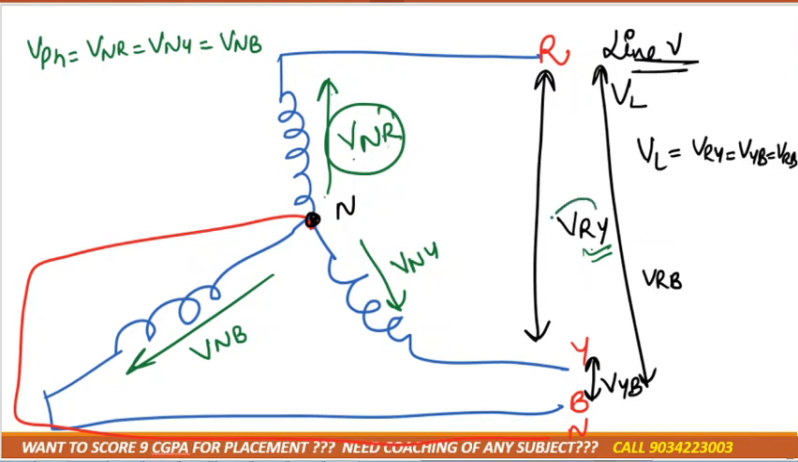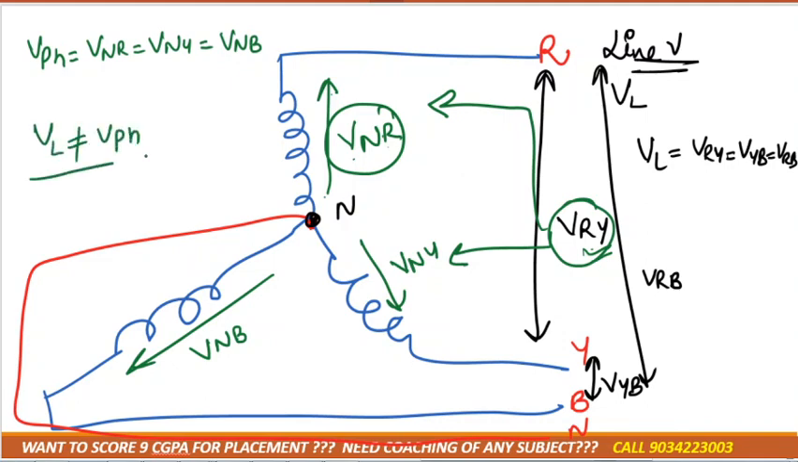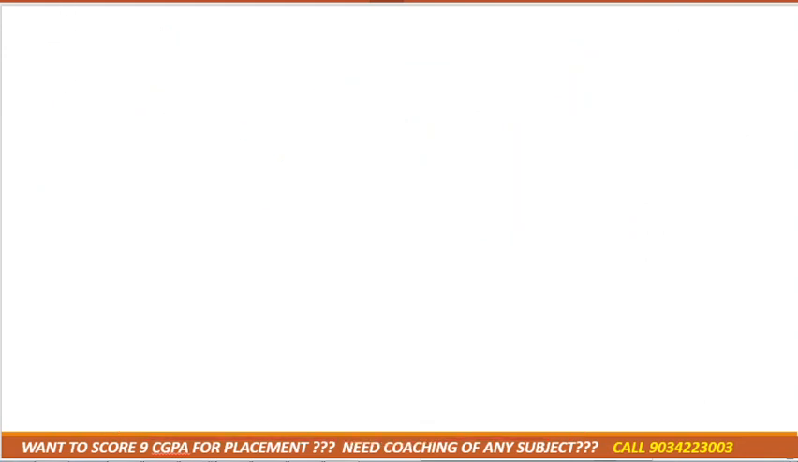As you can see, VRY is made up of two components now. One is the VNR and another one is the VNY, right? So it means in this case line voltage and phase voltages are not equal. They are unequal, meaning there is some relationship between them, right?